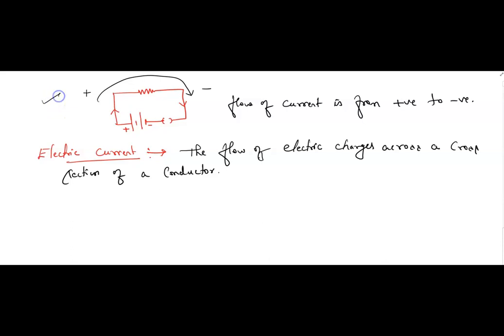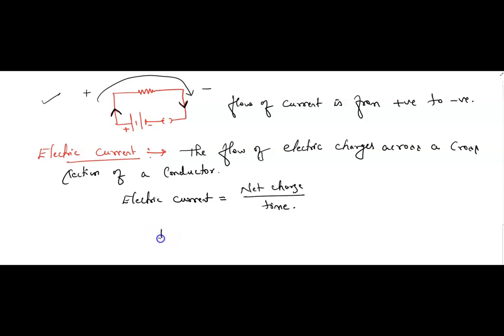As you can see here in the diagram, the electric charges are moving from positive side to negative side in the conductor, that is called electric current. Here we can say electric current is nothing but the net charge upon time. We define the electric current by the ratio of net charge upon time.